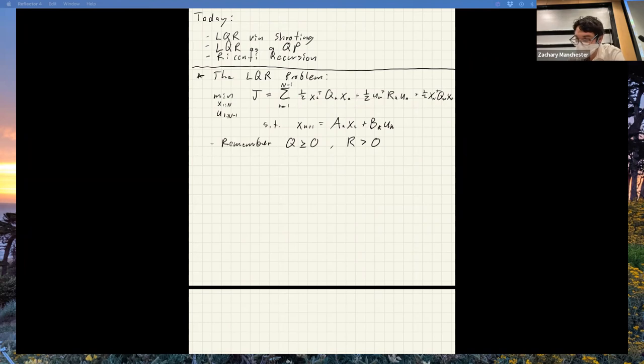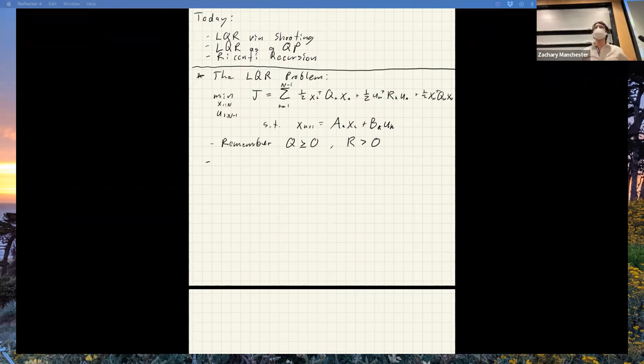Okay, any questions about that? That's the setup from last time. Some more notes on this. I was saying random things about this and how it's awesome. There are a couple other things. So we talked about time varying versus not.